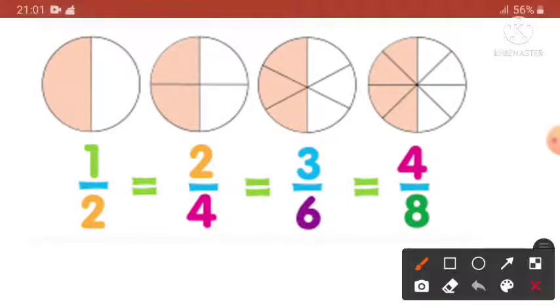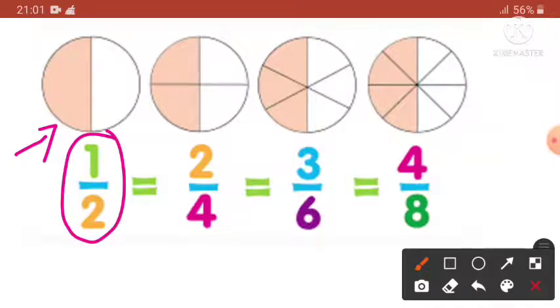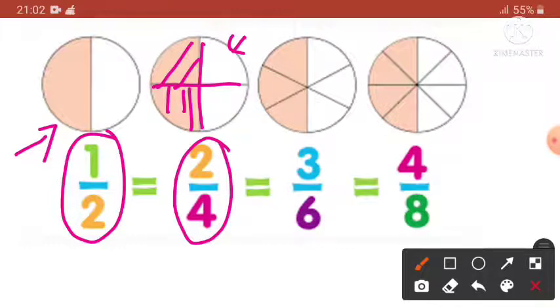Now that means if we divide this circle into two equal parts, then one part will be 1 by 2. Got it? Now if we divide this circle into 4 parts and we take away 2 parts, it will be 2 by 4. In the numerator we write the chosen part, and in the denominator, that means below, we take the total parts. So here it is 2 by 4.